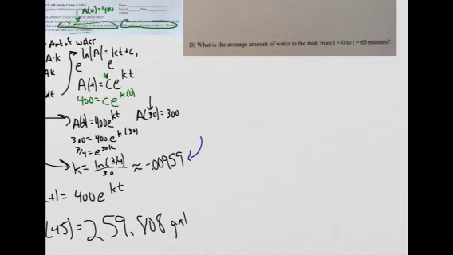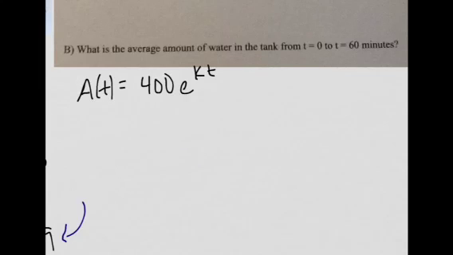B asks what's the average amount in the tank from t equals 0 to t equals 60. So I'm going to zoom this a little bit. So here we go. I wrote down what A of t is because we're going to use it. That K value is whatever is stored in my calculator. So it asks for the average amount of water from t equals 0 to t equals 60. So first off, you should notice it's not asking for average slope. What it's doing is asking for average value of the A of t.